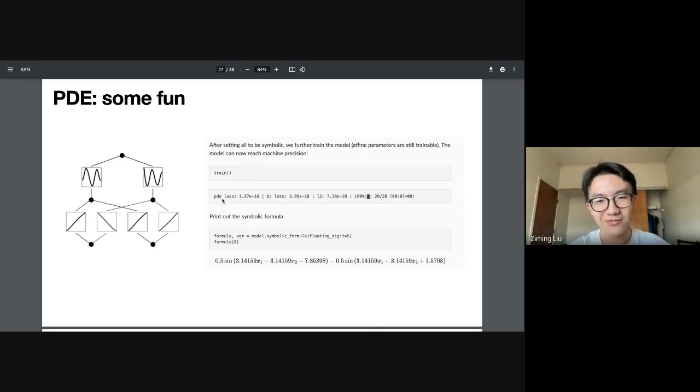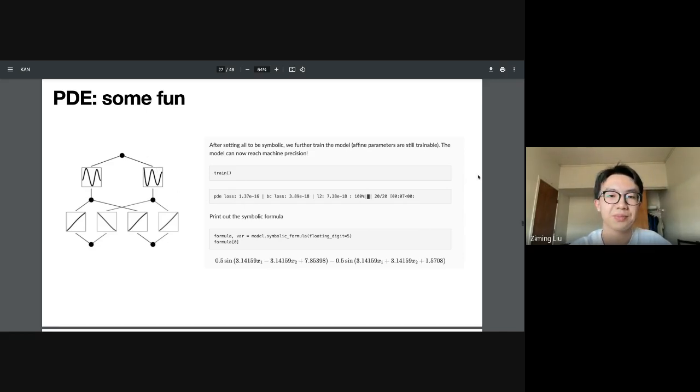And after you symbolify them, you can get a loss close to machine precision, which is something you cannot get with MLPs. But one caveat here is that it only applies to the case where the ground truth is indeed symbolic, but for many PDE cases, they're not symbolic. But at least you can get some interpretability, and in cases when they're indeed symbolic, you can even get the exact formula.